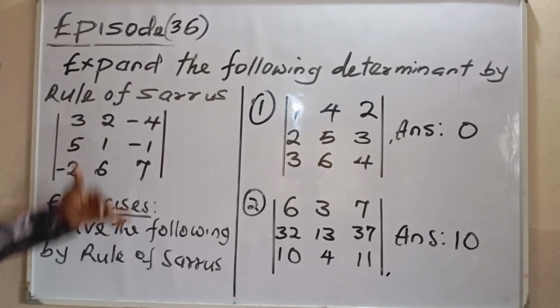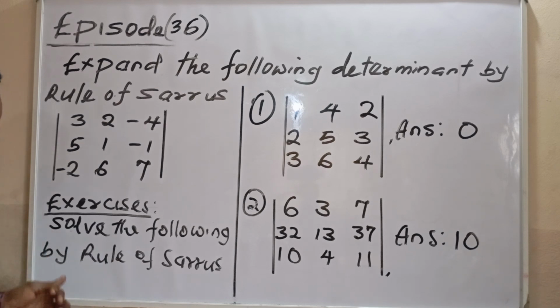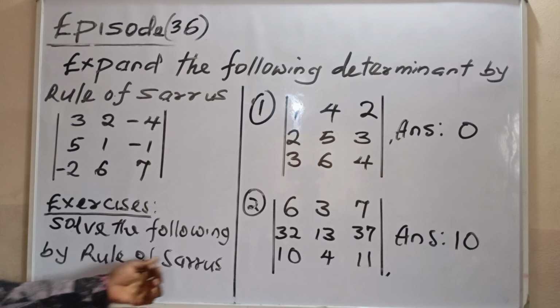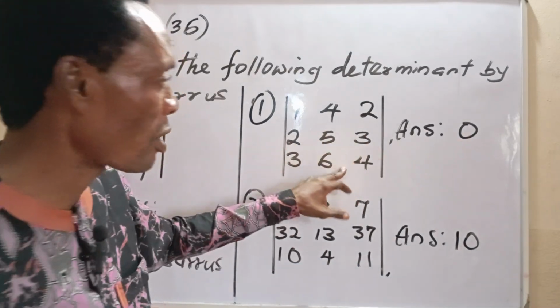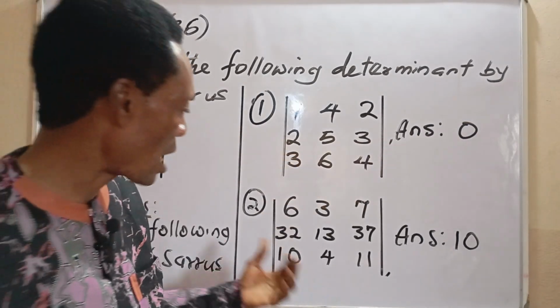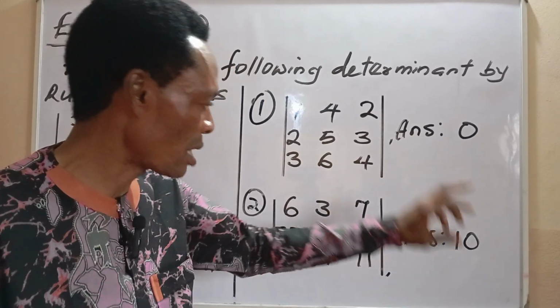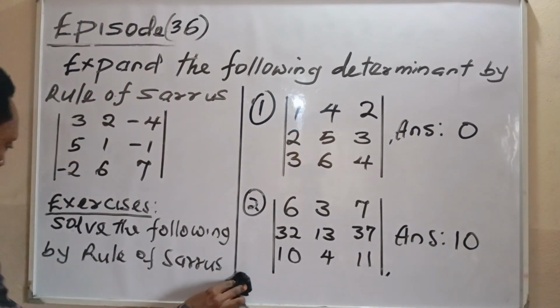Let's come a little bit down to the exercises. It says: solve the following by the rule of Sarrus. The answer to question 1 is 0, and the answer to question 2 is 10. So that is just it. Let's start as usual.